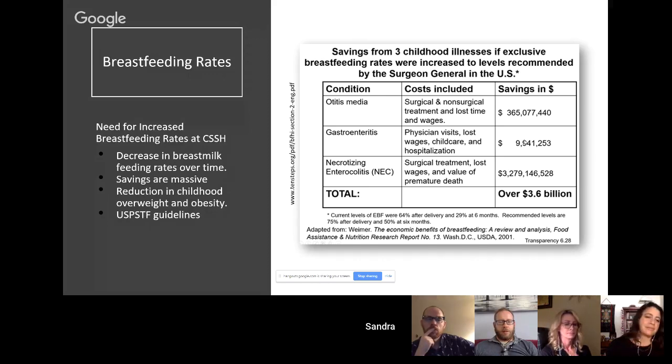We know that breast milk can decrease illnesses such as otitis media, gastroenteritis, and necrotizing enterocolitis. Savings in only these categories can be as much as $3.6 billion. Evidence shows that using breast milk can reduce childhood obesity, and potential toolkits found are from the U.S. Preventive Task Force.